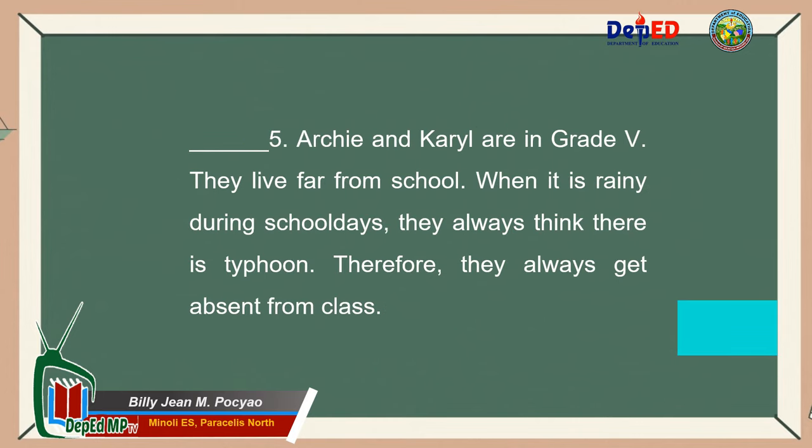Number 5. Archie and Karil are in Grade 5. They live far from school. When it is rainy during school days, they always think there is a typhoon. Therefore, they always get absent from class. The correct answer is wrong.